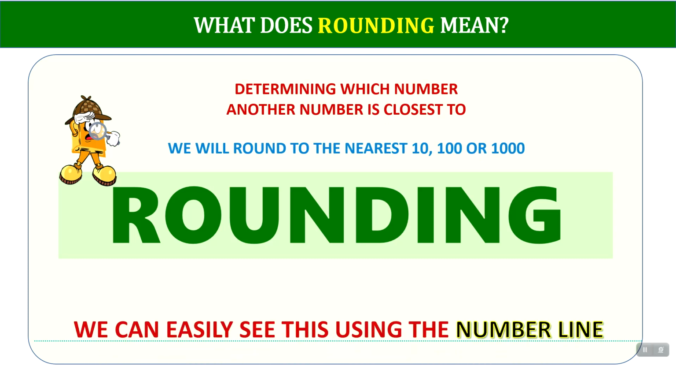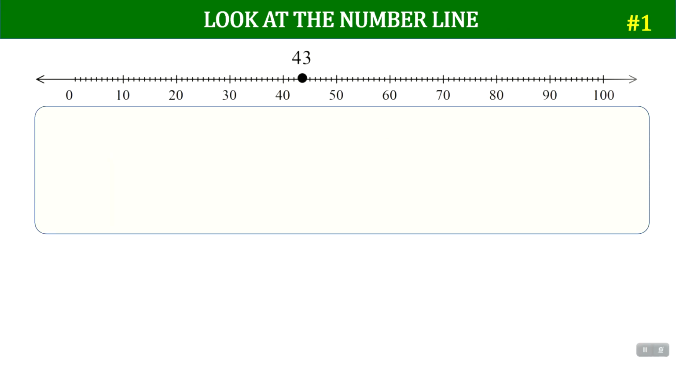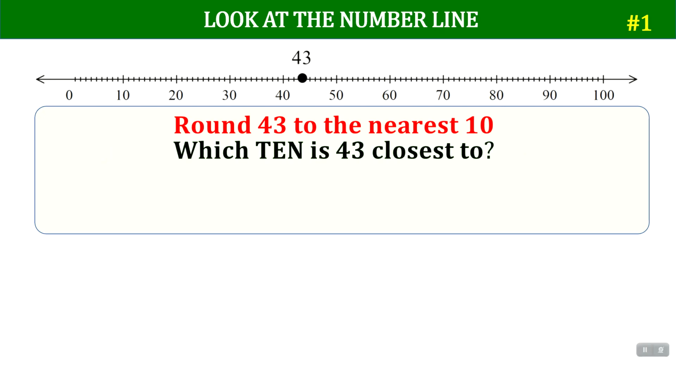And the best way to look at this is using the number line. We can easily see which number another number is closest to by looking at the number line. And so let's do that now. Look at this number line. It goes from 0 to 100, and on it we have the number 43. If we wanted to round 43 to the nearest 10, we have to determine which 10 43 is closest to.